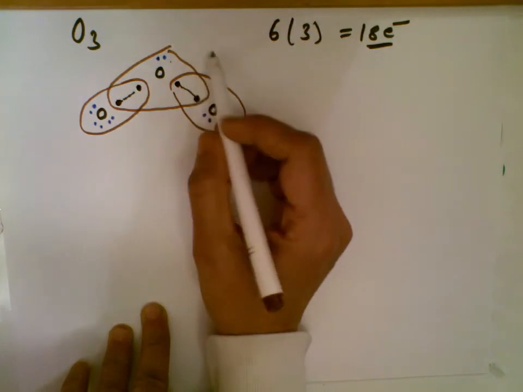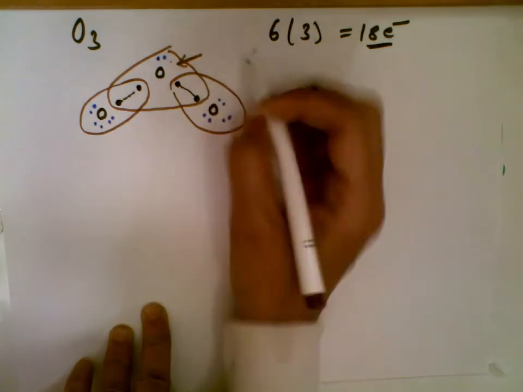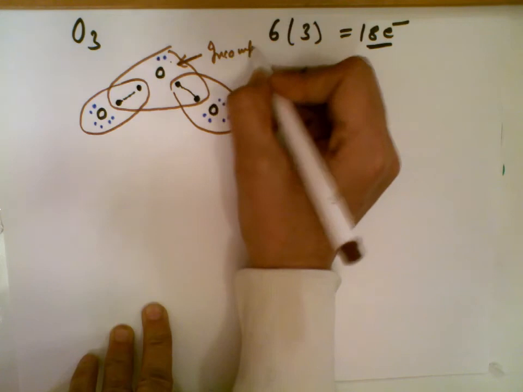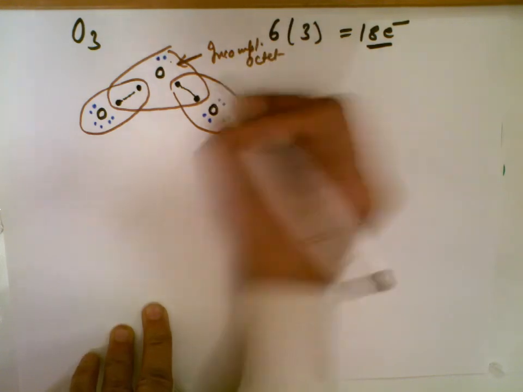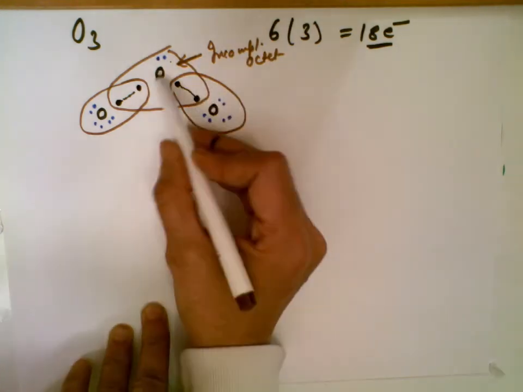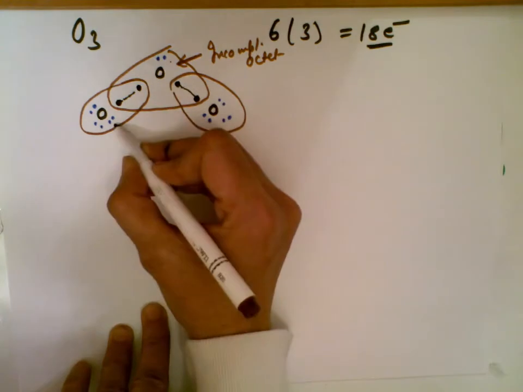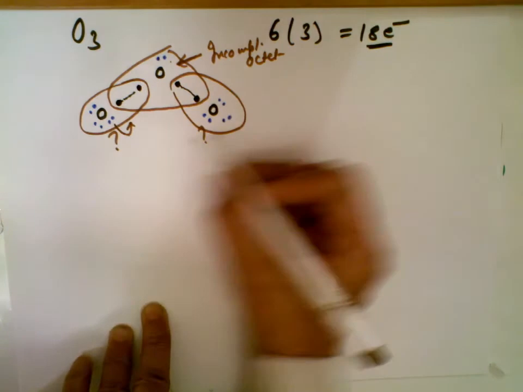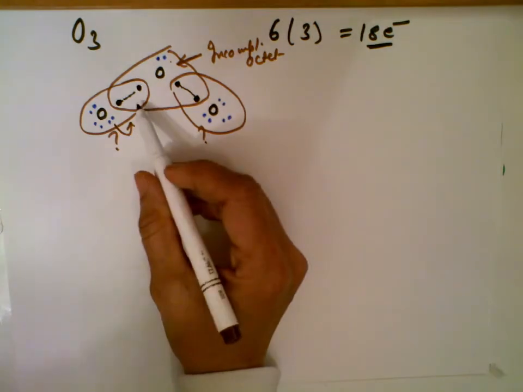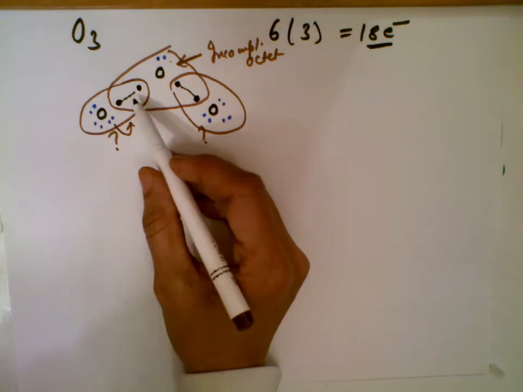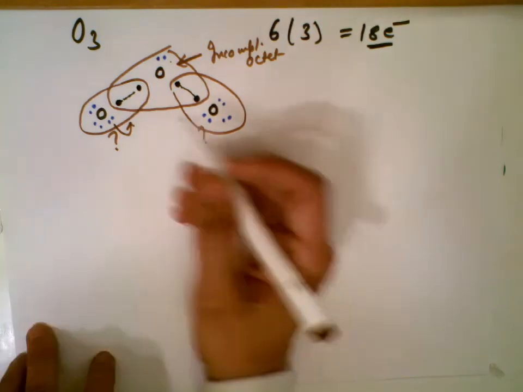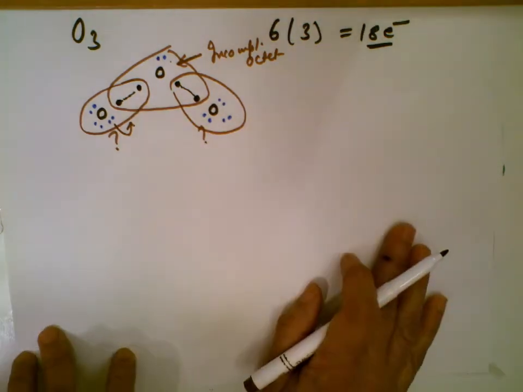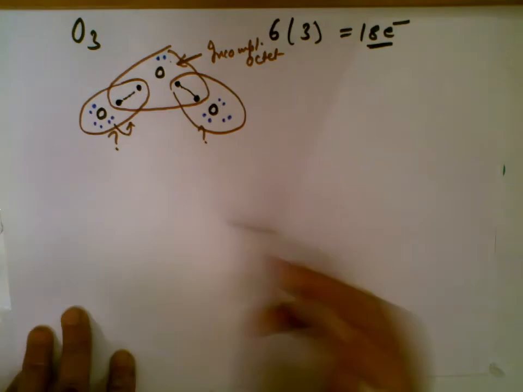So what do I have to do? This one has an incomplete octet, right? To make the complete octet for this oxygen, I'm going to move a lone pair. Well, this one or this one, which one? When we move this lone pair and change it into a bonding pair, you will have a double bond here. But again, which one? So there are 2 possibilities.